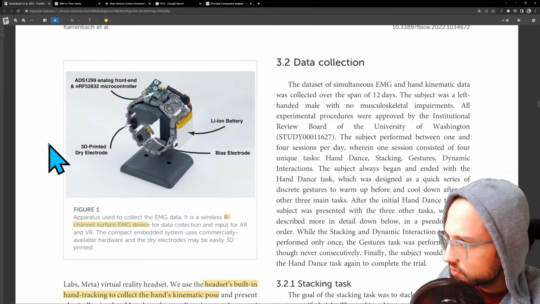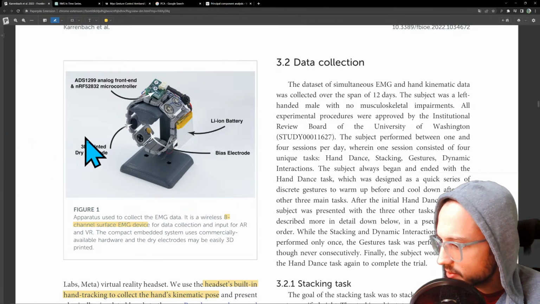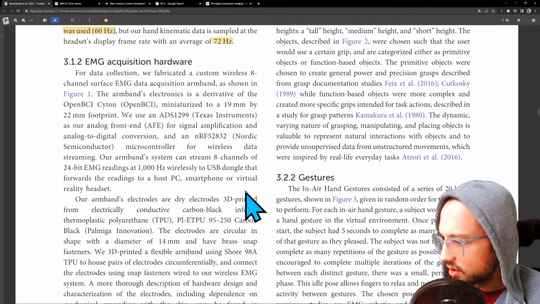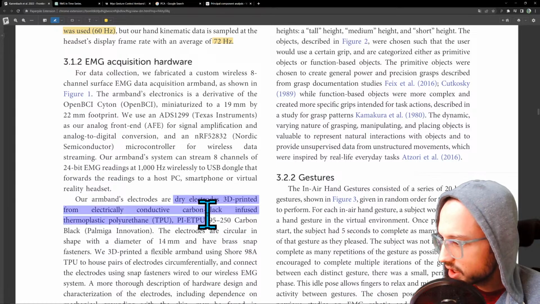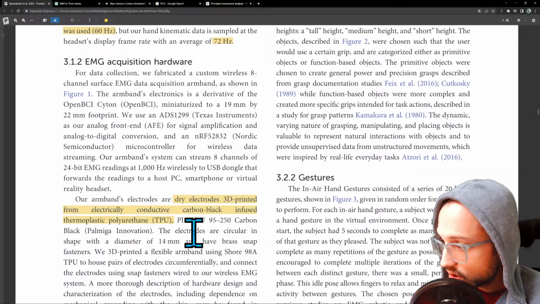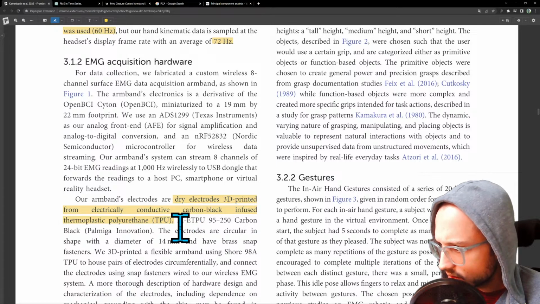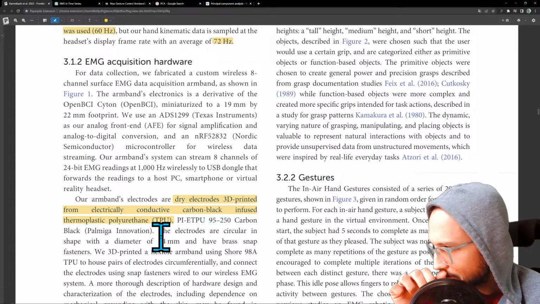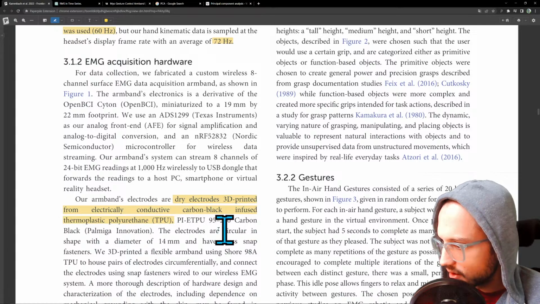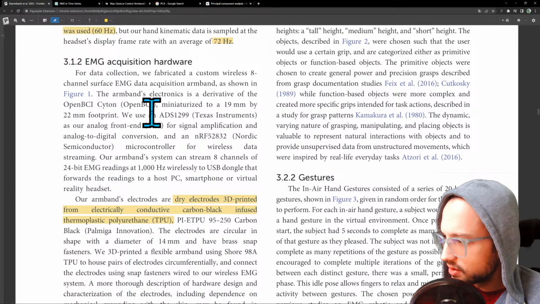That's interesting. I wonder, there's no way that's made out of plastic, right? Probably made out of, here we go. Armband electrodes are dry electrodes 3D printed from electrically conductive carbon black infused thermoplastic polyurethane. Okay, so the electrodes are printed, but the plastic that they use is electrically conductive. I didn't know that you could do that. I didn't know you could print electrically conductive plastic. That's interesting. I wonder how much better or how much worse that is than an actual pure metal.